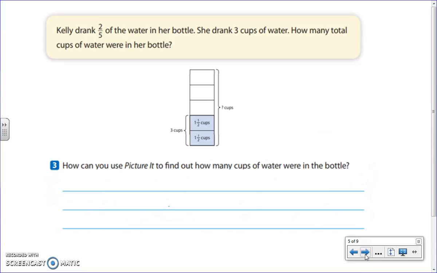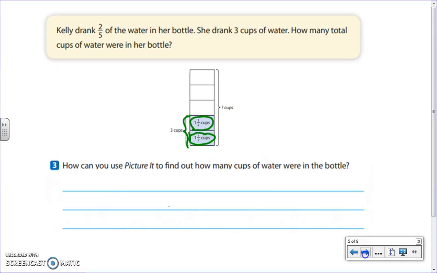It says, how can you use picture it to find out how many cups of water were in the bottle? Okay, so this is a good example of how to use your model. You can see that they labeled on your model 1.5 on each of these fifths. The reason they did that was because they know that 3 cups represents how much she drank, and she drank 2/5 of the water.